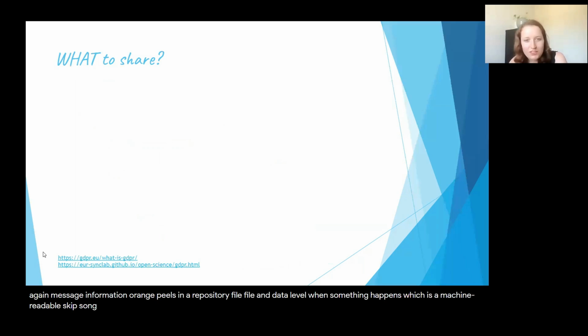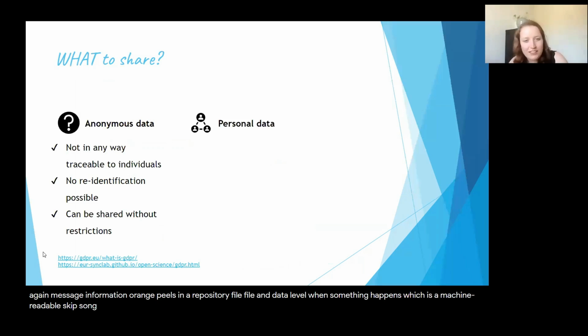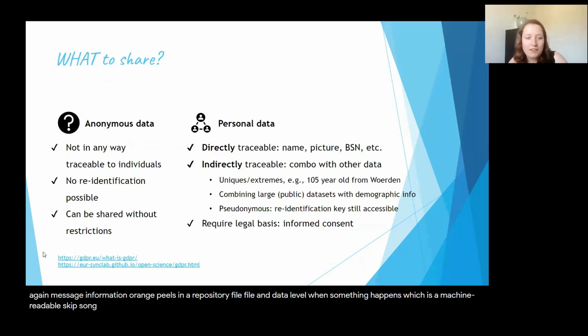So what to share is about privacy. If you collect personal data, you need to anonymize the data. And anonymous means that the data is not traceable at all. Re-identification is not possible. And if your data are anonymous, you can simply share them. But if you collect personal data, then you cannot. You have to use a legal basis in order to do so. We often use informed consent.